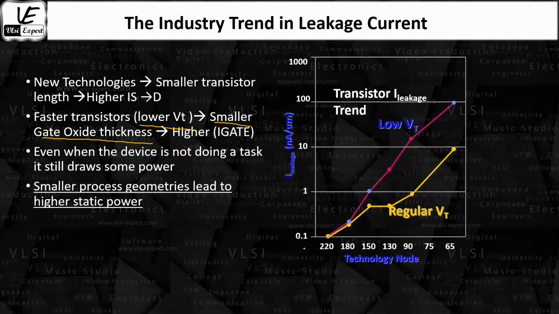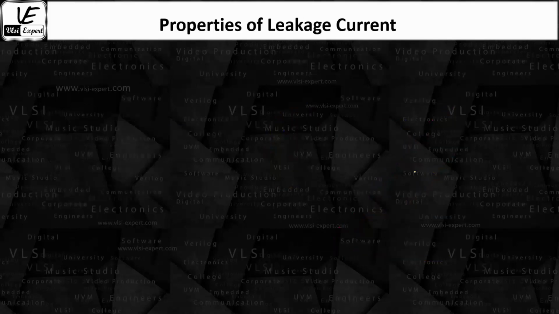So we can say as the technology node is reducing, there is an increase in leakage. Earlier the VT was very high, but now the VT has decreased, due to which the leakage current increases. This can be clearly understood from the graph.